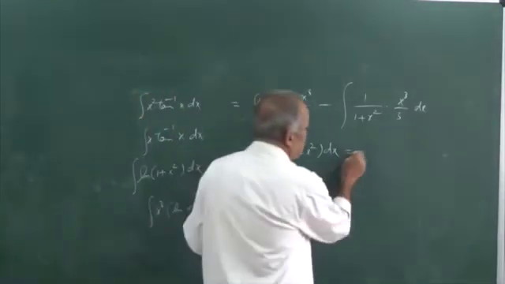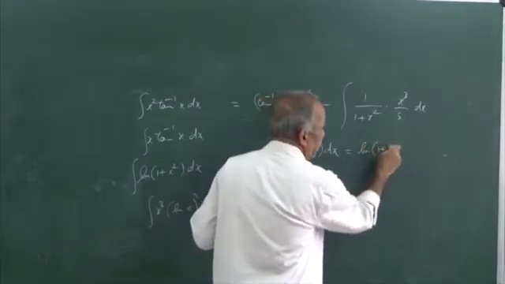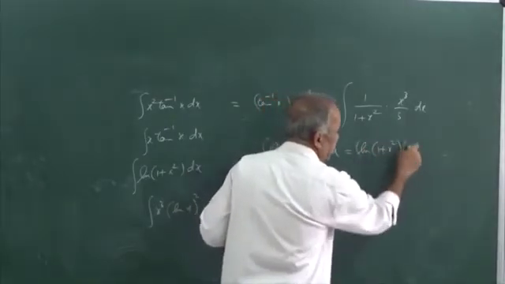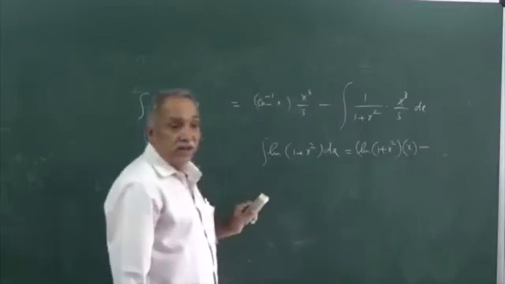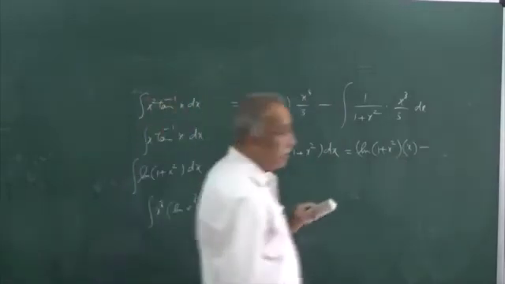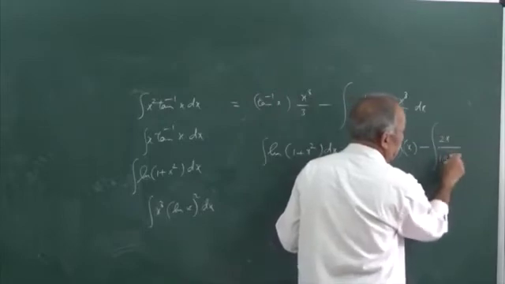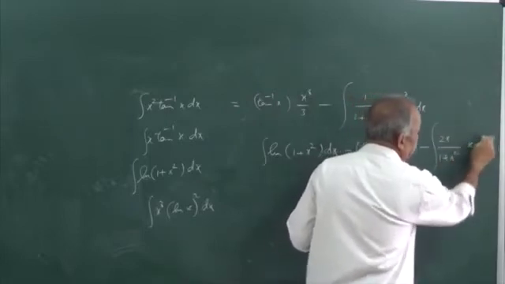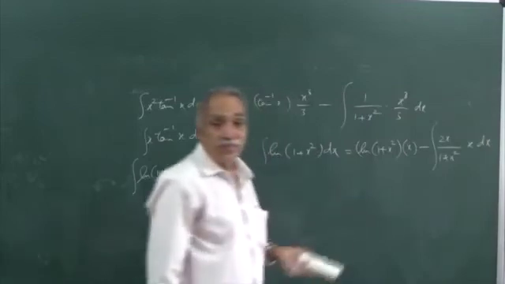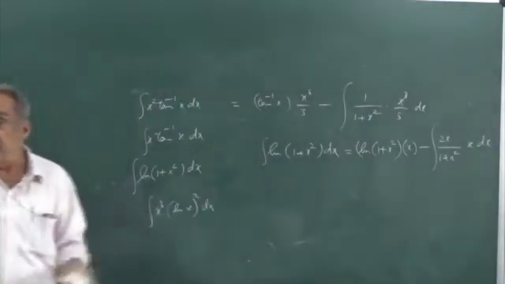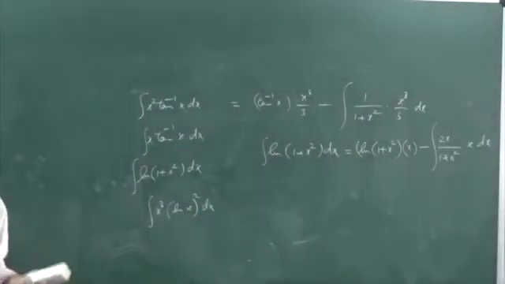First function log of 1 plus x square, integral second is x, integral 1 is x, minus integral of derivative of first, 2x by 1 plus x square, integral second x dx. As second integrand, we are having a rational algebraic fraction, improper maybe, we can easily get it reduced to proper form, then integrate.